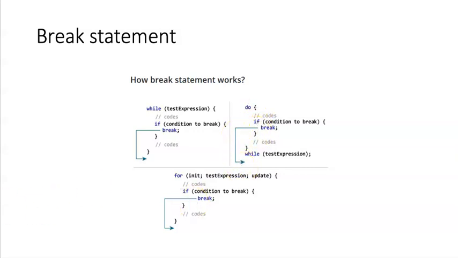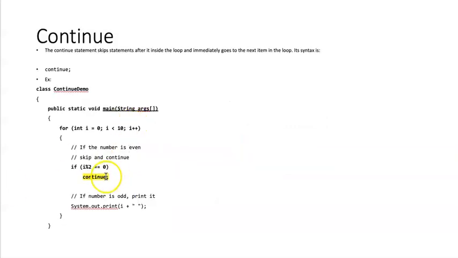That's the break. Continue is another keyword which allows you to go to the next element in the loop. For example, here you're trying to print through the list of 10, but you only want to print odd numbers. You don't want to print the even numbers. So how do you do this?